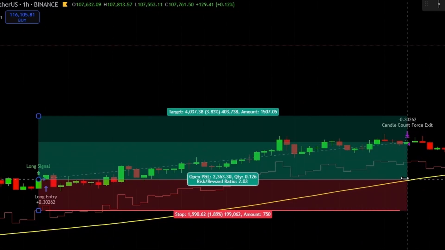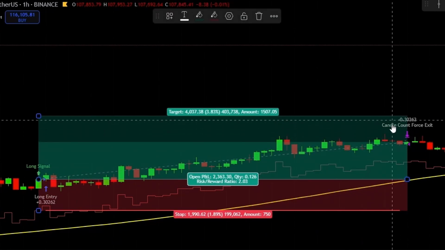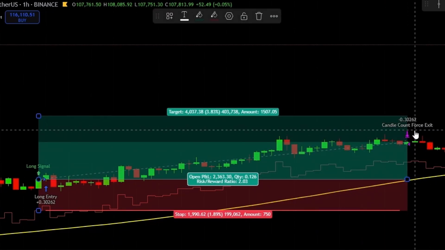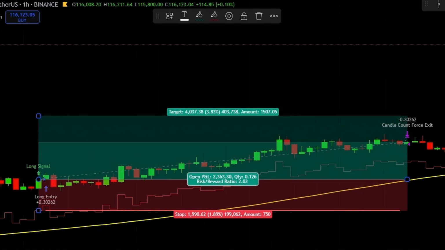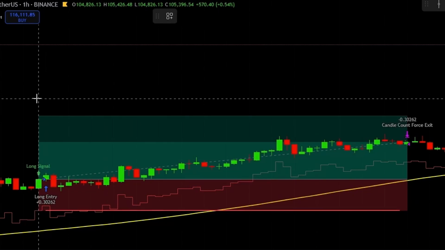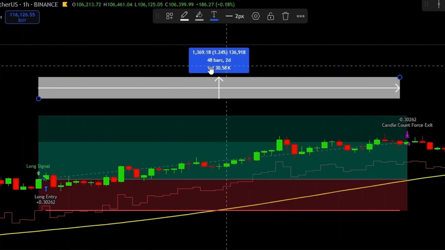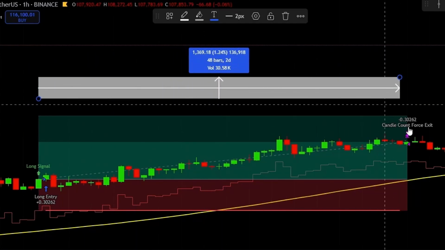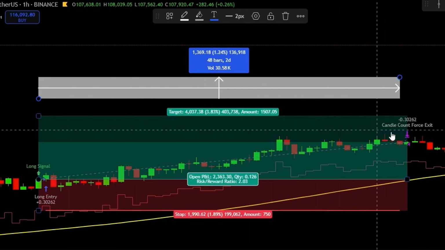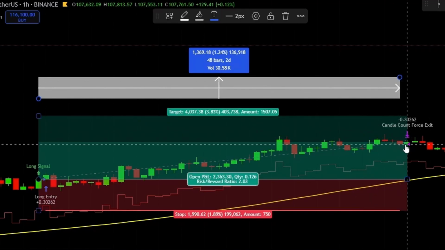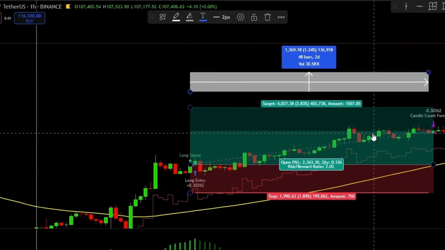But in this case, that level was not reached, and we had to exit the position based on the candle count force exit, which means that after 48 candles, if neither the stop loss nor the take profit nor the exit signal indicator was triggered, we close the position. Let's see how many candles have passed. And yes, 48 candles have passed, meaning 48 hours have passed since opening the trade, and therefore the script exited on the next candle's open.